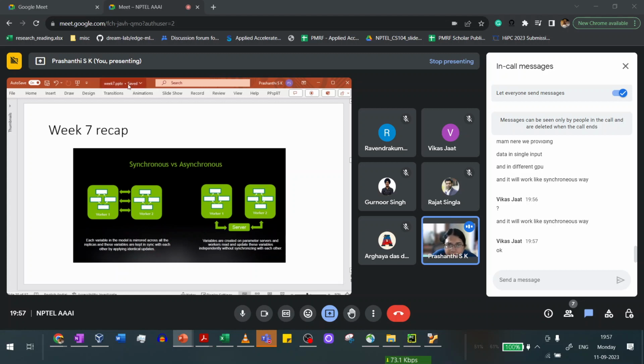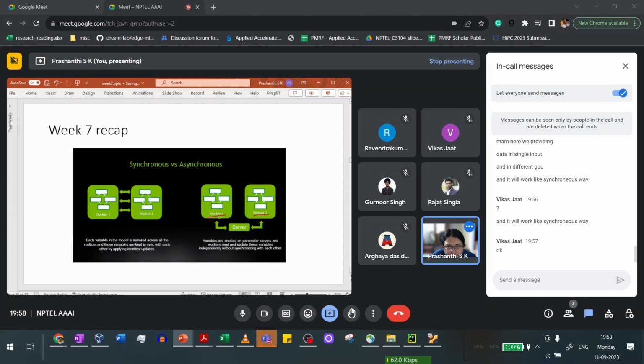So for instance, this one is a parameter server, where it's a dedicated server. Variables are created on these parameter servers, and your workers, here you have two workers, read the variables from this server, and then each of these workers proceeds to update its copy of variables. There is no synchronization between the variables.